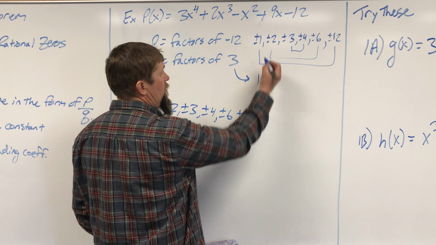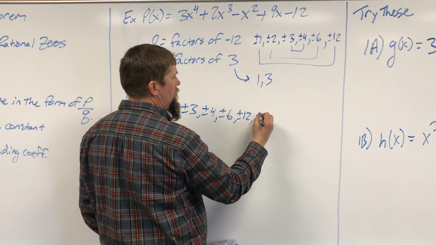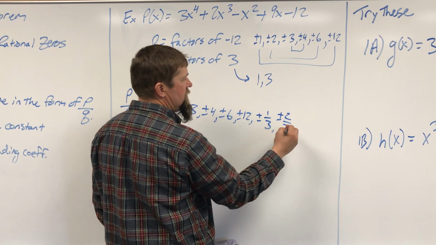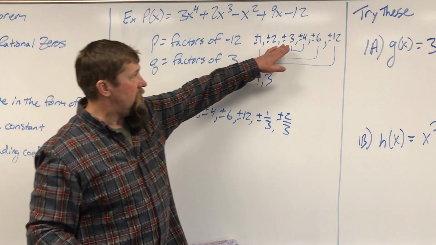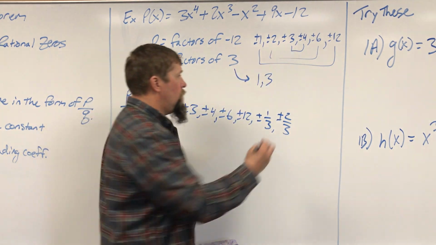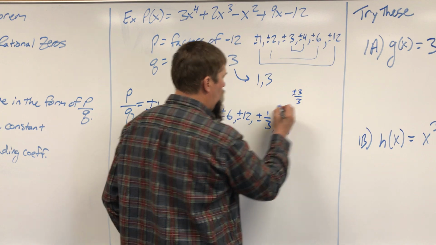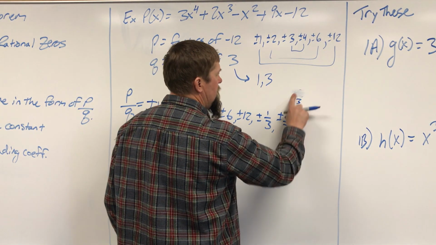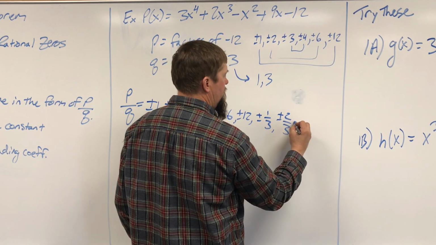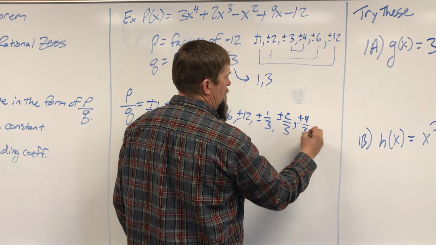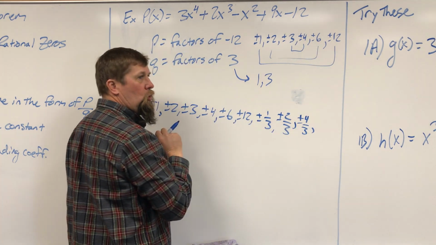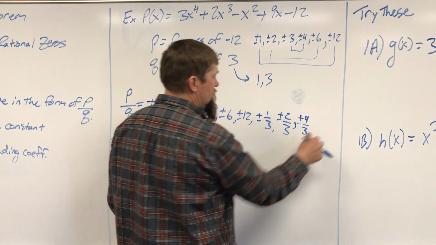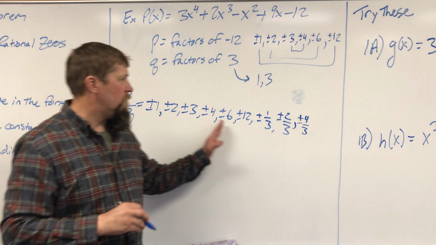So in an example, we take all the 1's over the 3's, so plus or minus 1/3, 2 over 3, plus or minus 2/3. The next one is plus or minus 3 over 3. Well, plus or minus 3 over 3 is 1. That's already here. We do not need to list it. Plus or minus 4 over 3. 6 over 3 is 2. That's already here. 12 over 3 is 4, and that's already here. So these are the possible rational zeros.